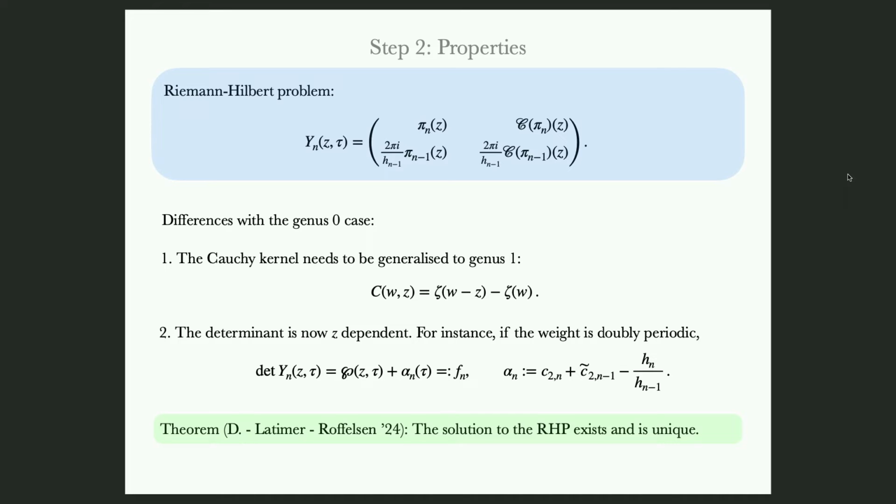this Riemann-Hilbert, the solution to the Riemann-Hilbert problem. Completely omitting technical details, you can indeed prove that this exists and is unique. And now we are off to the races.